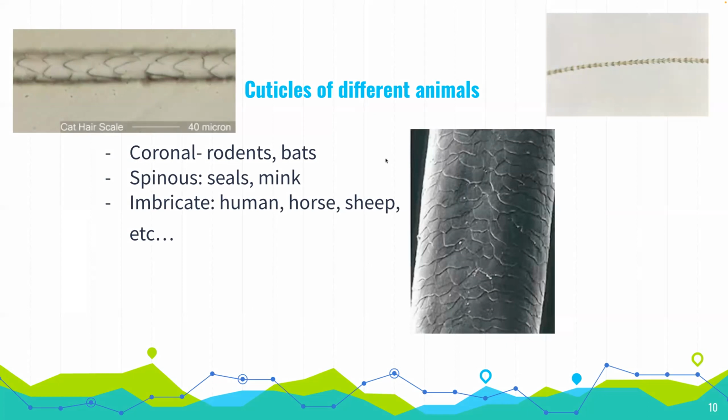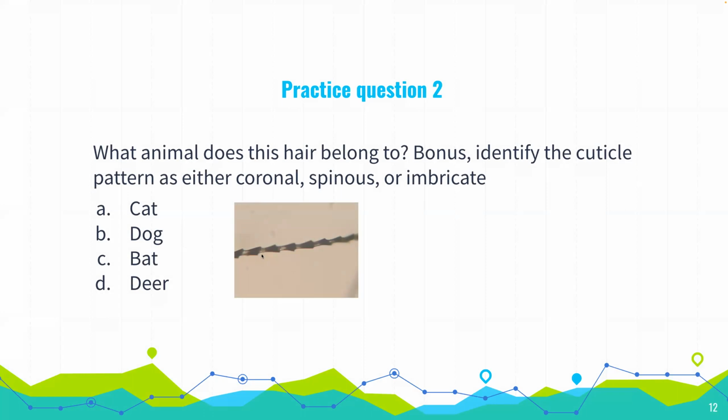Over here, it's coronal, so that's one thing to look for, and the only answer choice was bat. So it was a bat hair. As you can see over here, the cuticle pattern is coronal. One way you can tell is that they're very uniform. In my opinion, imbricate scales look a little bit like mermaid scales in the way that they don't go fully around, while coronal cuticles do.